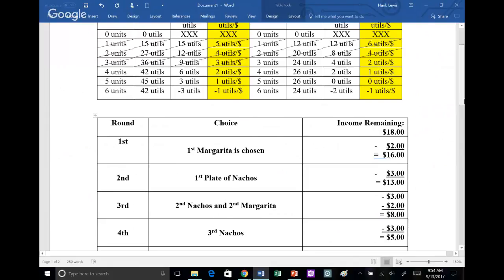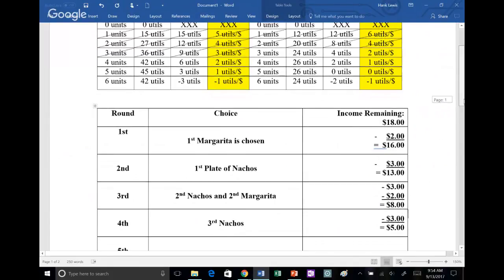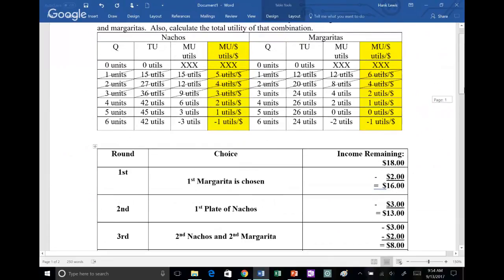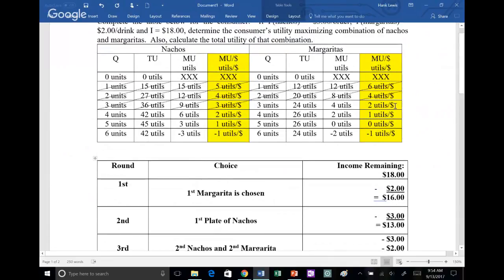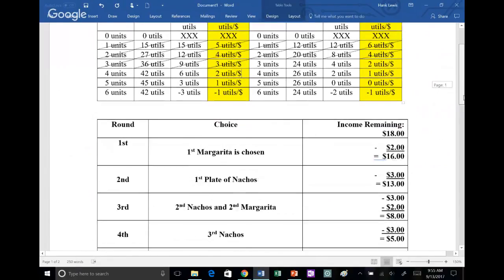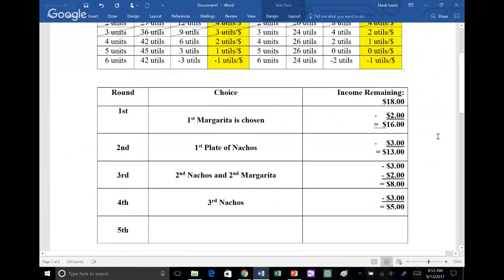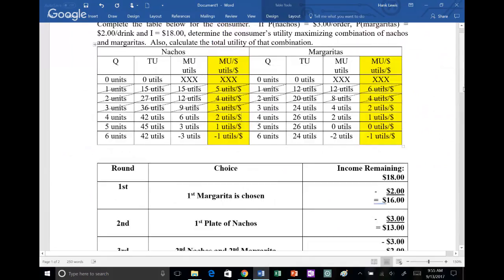I do think we're almost done, but let's take a look here. At the start of the 5th round, we have got 2 Utils per dollar for the third margarita and 2 Utils per dollar for the 4th plate of nachos. Once again, like in round 3, we have a tie. If the consumer has $5, and what do you know? They have exactly $5. They will buy both of these at the same time in the 5th round.